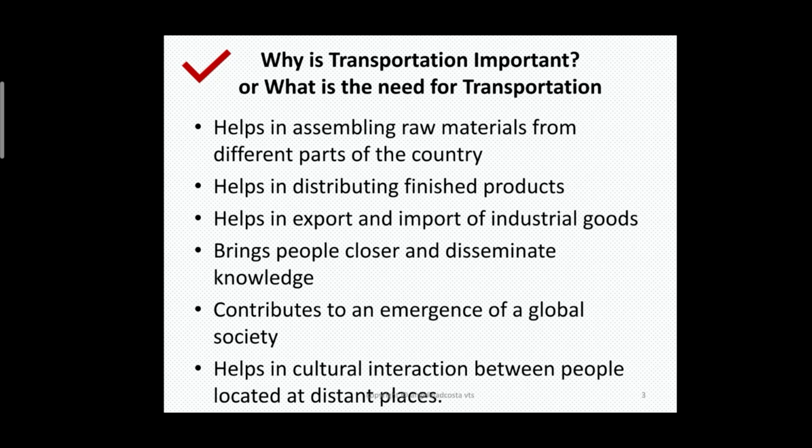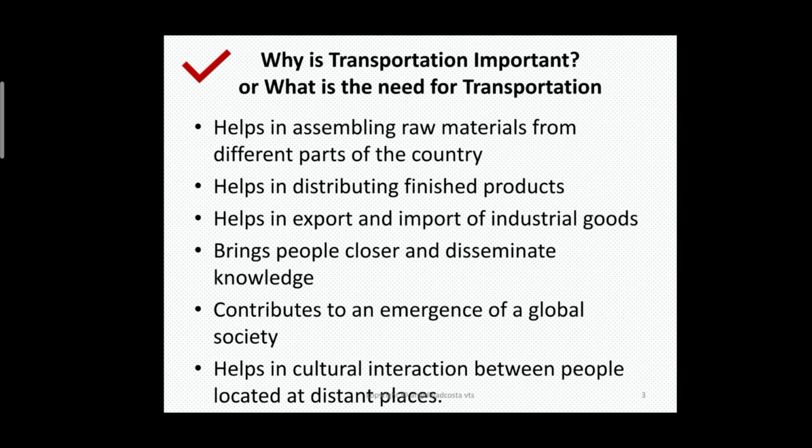So we go through again. From different parts of the country, helps in distributing finished products, helps in export and import of industrial goods, brings people closer and disseminates knowledge, contributes to an emergence of a global society, and helps in cultural interaction between people located at distance.